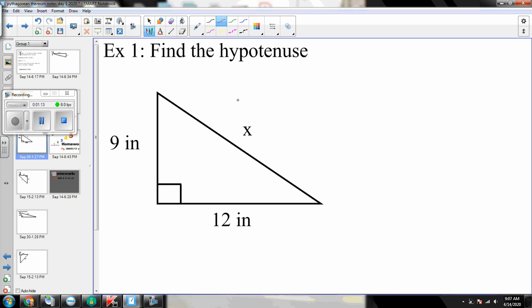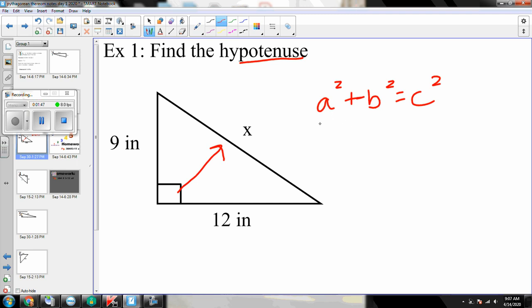So in example 1, we have a right triangle and we're missing one of the sides, x. If I look at where x is, it's opposite the right angle. So x is the hypotenuse. We are finding the hypotenuse in this problem. What we do is we first write the Pythagorean theorem. So your first step is always to write a squared plus b squared equals c squared. You're going to write the Pythagorean theorem and then you're going to plug in what you know.